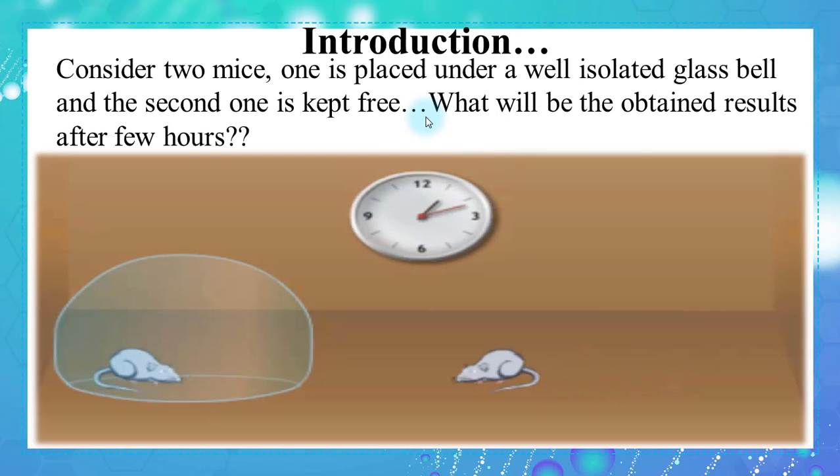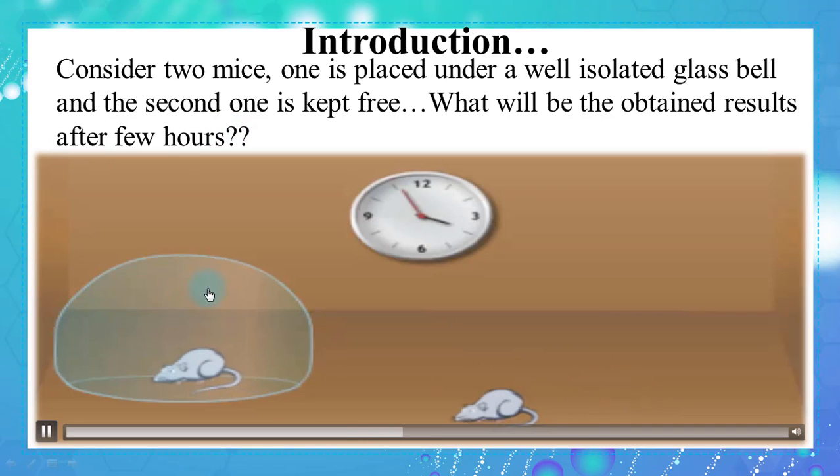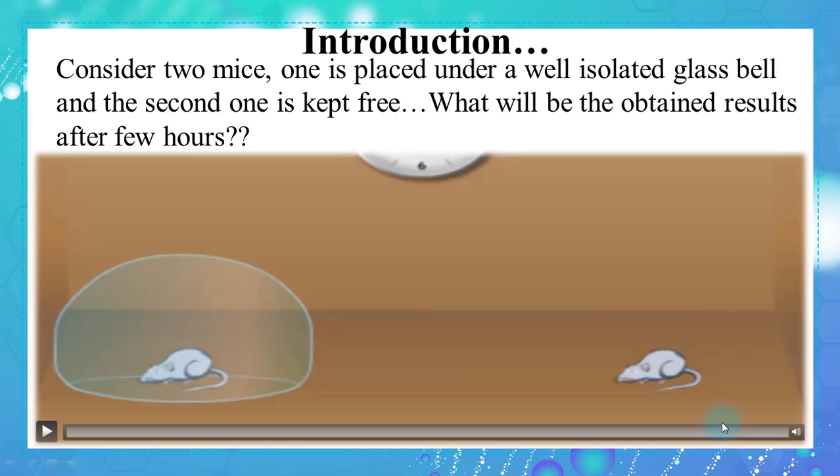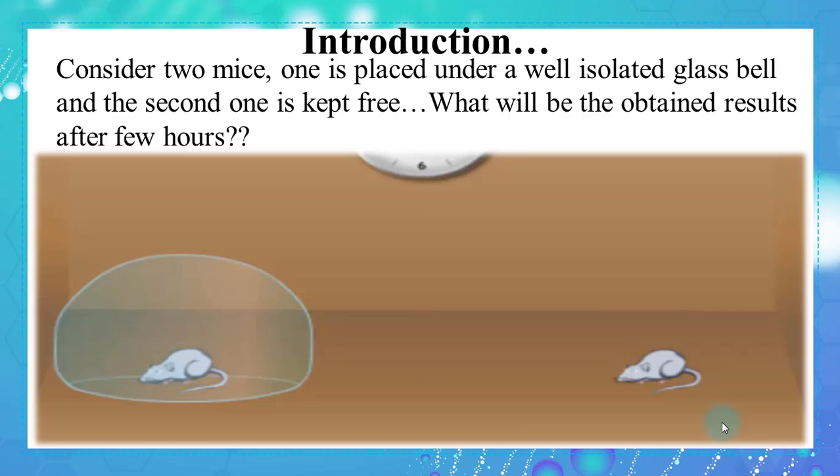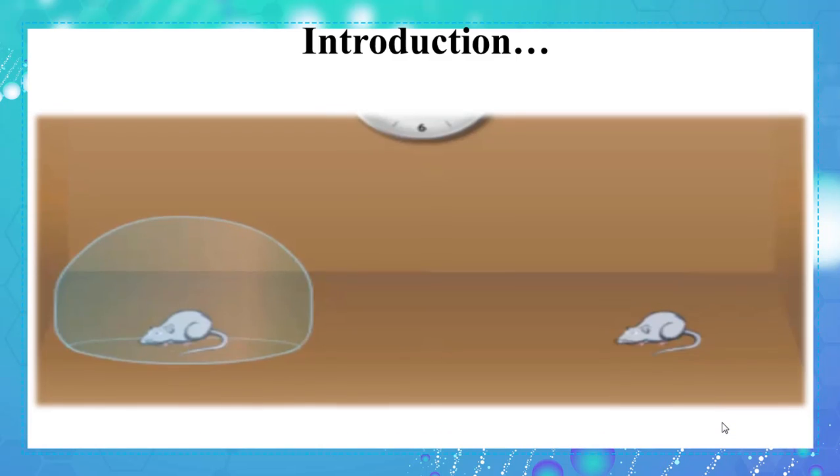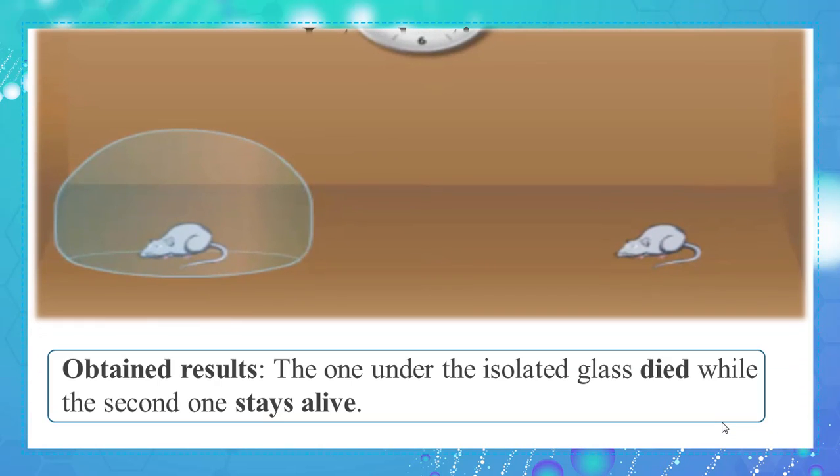We will start our lesson with this simple experiment. Consider two mice. One is placed under a well-isolated glass bell, and the second one is kept free. Predict what will be the obtained results after a few hours. After a few hours, we noticed that the one under the isolated glass bell died, while the other one stays alive.